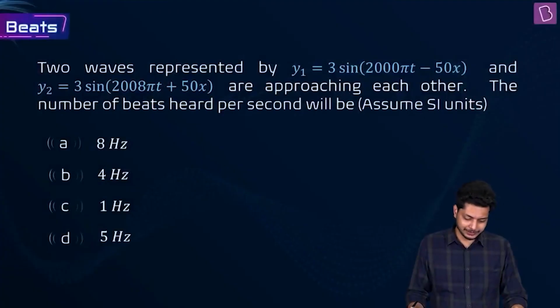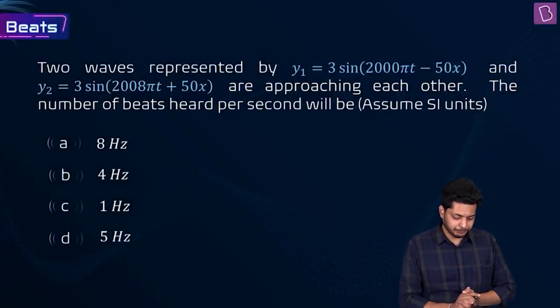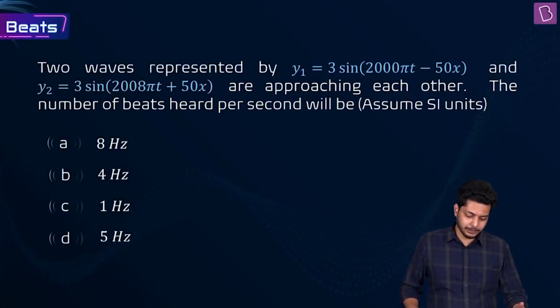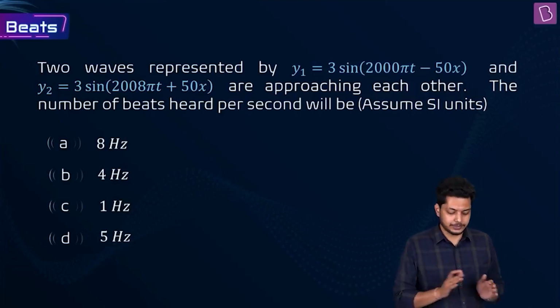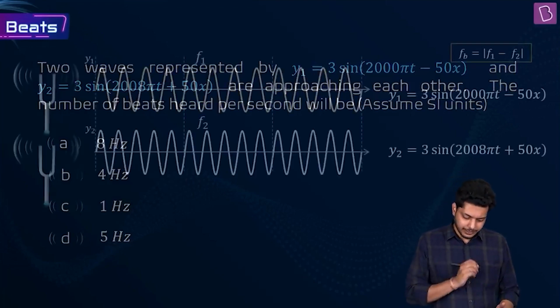Two waves represented by y1 is equal to 3 sine (2000 pi t minus 50x) and y2 is equal to 3 sine (2008 pi t plus 50x) are approaching each other. Now the number of beats heard per second will be asked. That means we have to calculate the frequency of the beats formed by these two waves.